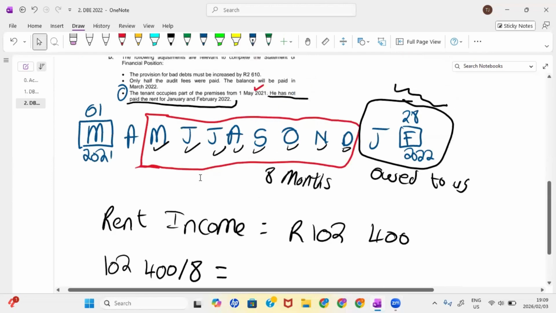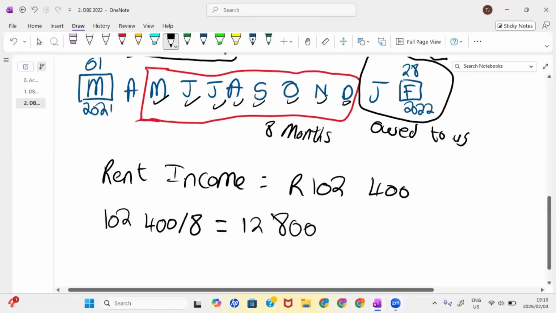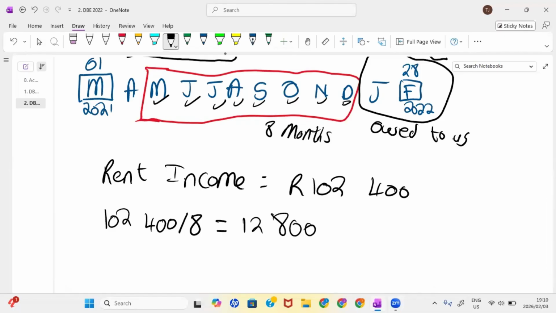Answers in the chat, né? I see 12,800 rands. Let's see others. What are your answers? 102,400 divided by 8. What does it give us? Okay, we're all getting 12,800 rands. So the nice part about this is that we know for the full 8 months or for the full year, it's just 12,800. There's no decrease, there's no increase. Né? It's just clean 12,800 rands.